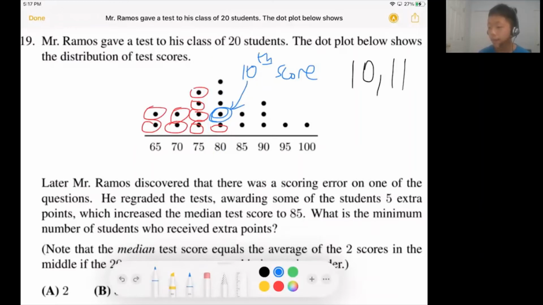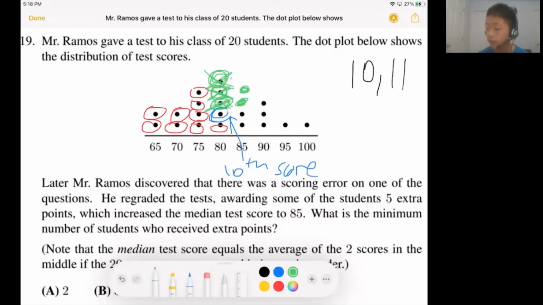So notice that if we were to increase this student's score by 5, then this student would come over here. Let me erase some of this to make it more clear. So this blue dot is the 10th score. If this student here got 5 extra points, then he would come over here. And let's say this student also got 5 extra points, that's 2 students, then they would come here. If this student also got 5 extra points, then this student would come here. And notice that we need to have one more student get extra points. We need this 10th lowest score, this student, we also need them to get 5 extra points.